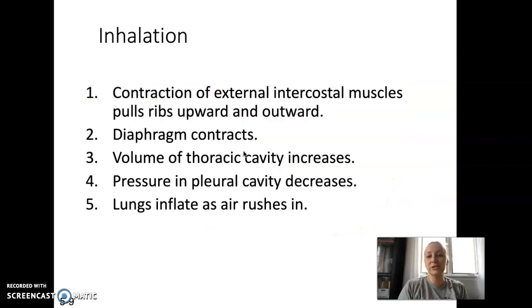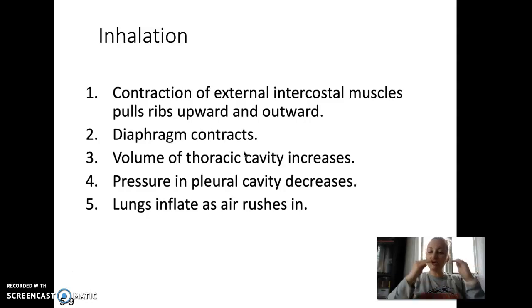So for inhalation, everyone breathe in. And you can breathe normally afterward. But what happens? The external intercostal muscles pull the ribs upward and outward. So say that this is where your sternum meets and these are the ribs hanging from it. When you breathe in, it expands and it opens.